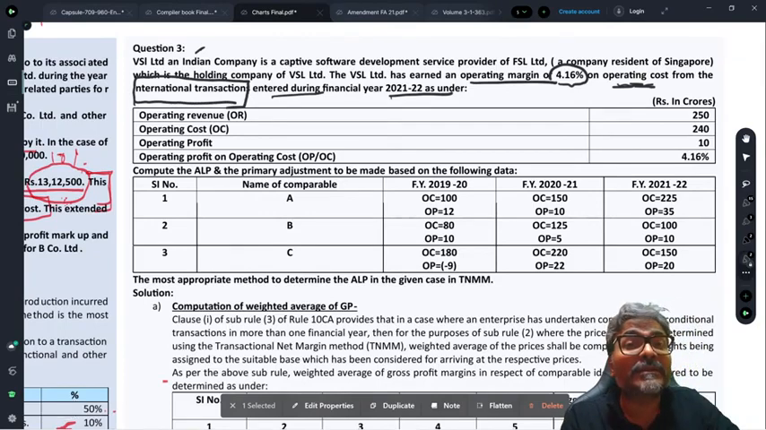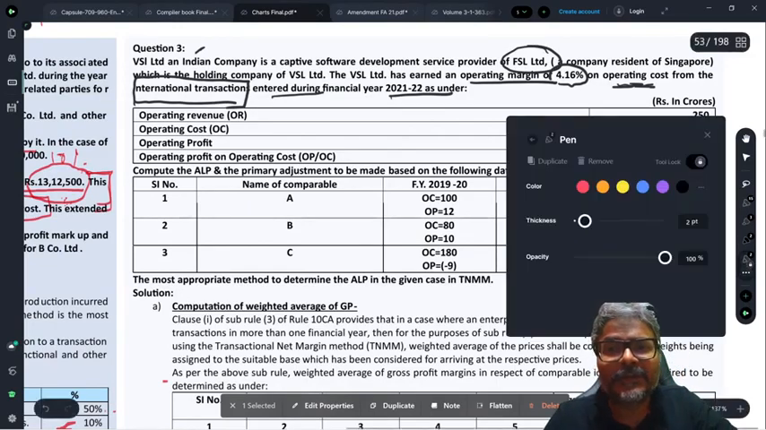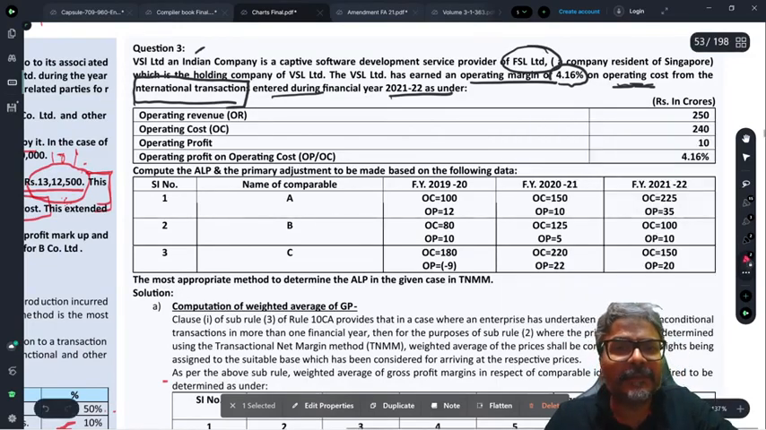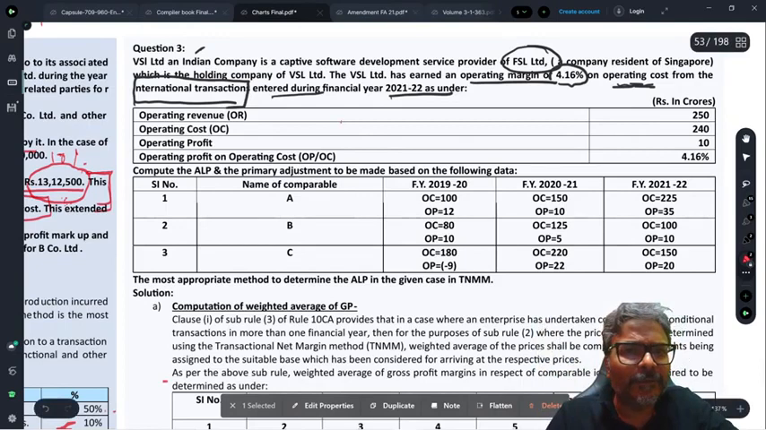So in this case, from the international transaction, students, international transaction means transaction with whom? Transaction with their non-resident AE. So with the transaction with their non-resident AE, the margin that they have earned is 4.16% on the cost. You have been given operating revenue, operating cost and the operating profit.